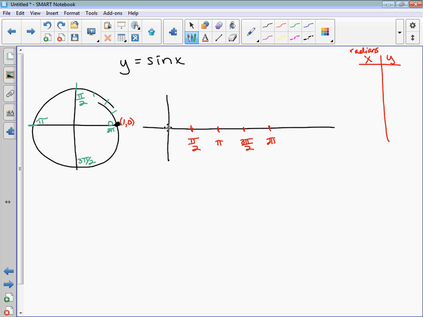So I'm going to start by putting in 0 radians. What is the sine of 0 radians? 0. Okay? So that's giving me the ordered pair 0, 0. So that is the first point on my graph.